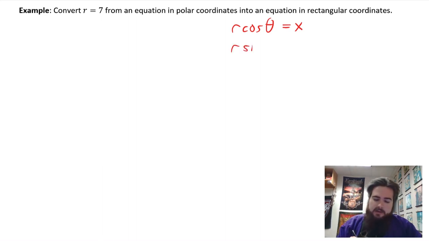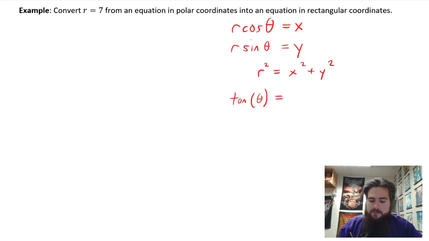I see we also have r sine of theta is equal to y, but yet again I don't have r times sine of theta. We also have r squared is equal to x squared plus y squared, but I don't see an r squared. And we also technically have tangent of theta is equal to y over x. And I don't even have a theta at all.